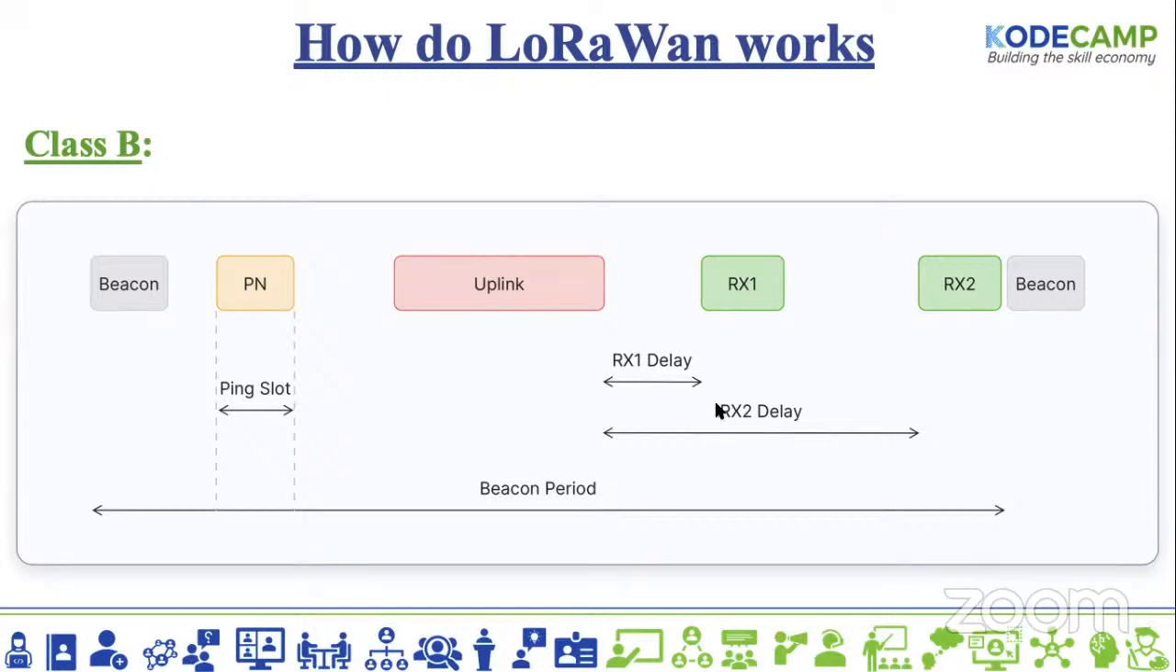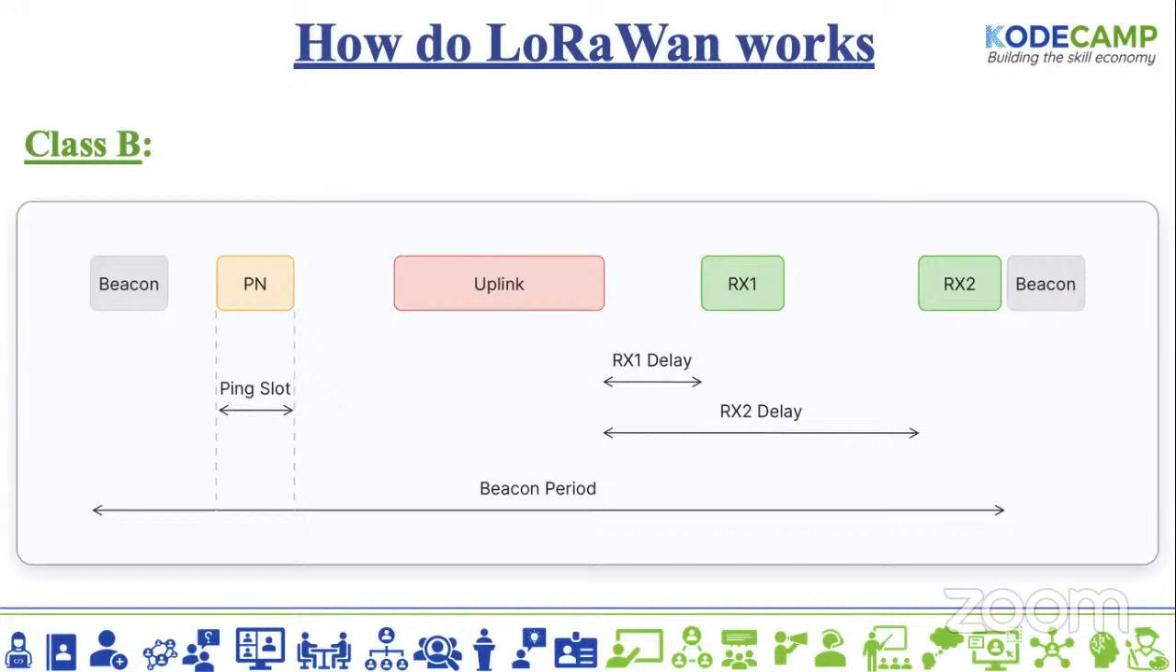Just like you can see here, it opens windows. These two windows, it can open two windows. So now the class B device has lower latency than the class A. All right, so it has lower latency than the class A devices.